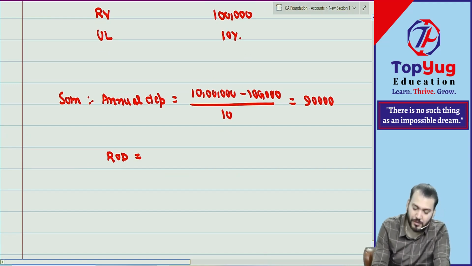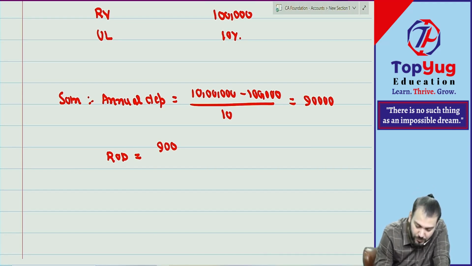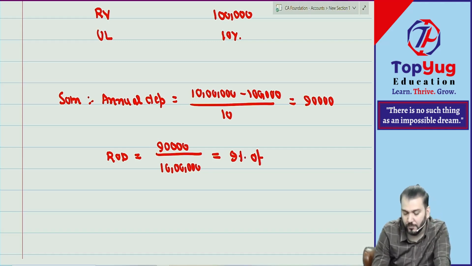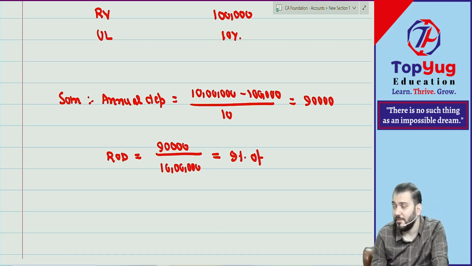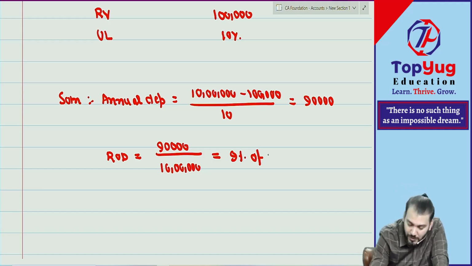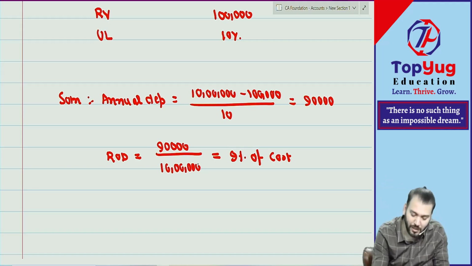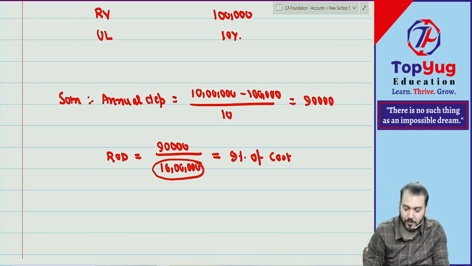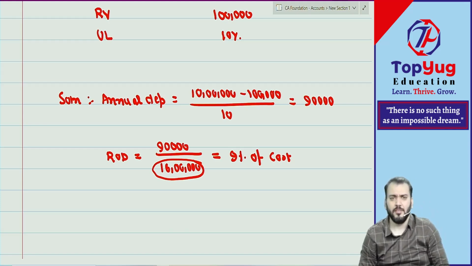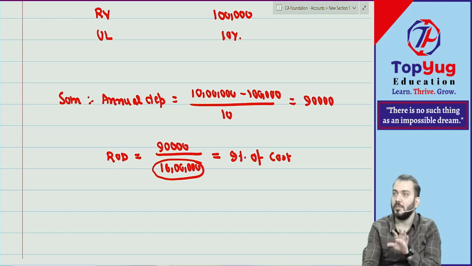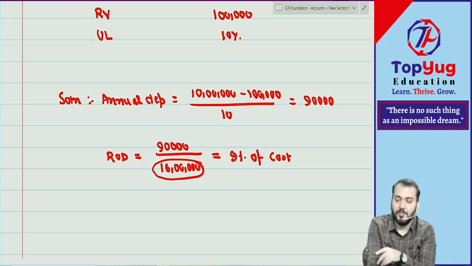But what will be the rate of depreciation? It is 90,000 divided by cost. Cost is 10 lakh. It becomes 9%. 9% of what? 9% of cost. Understood? Have you understood? Correct. Any doubt in this?